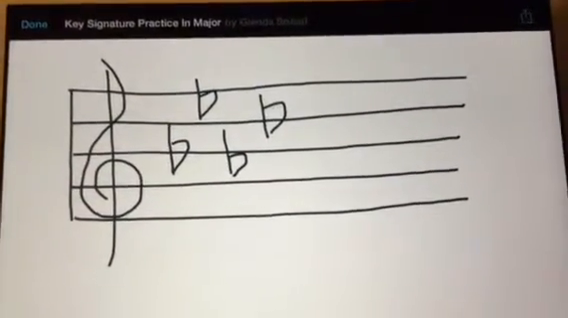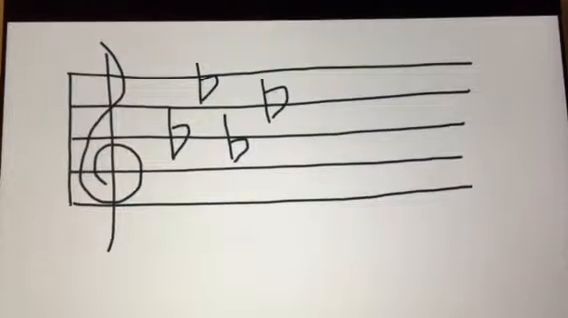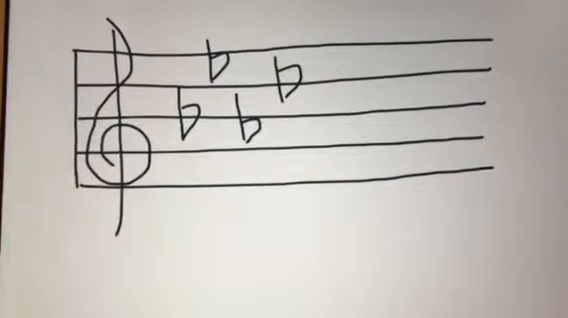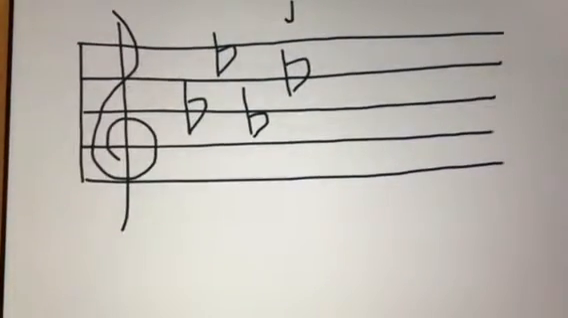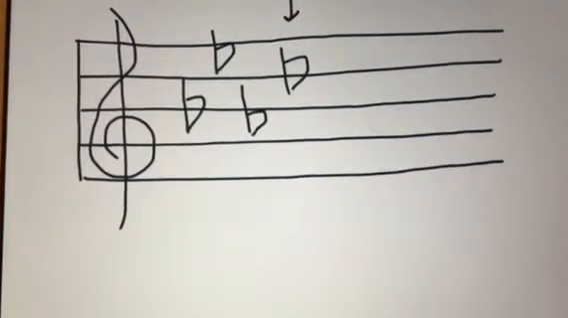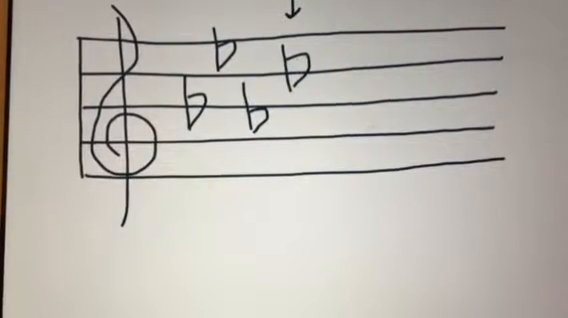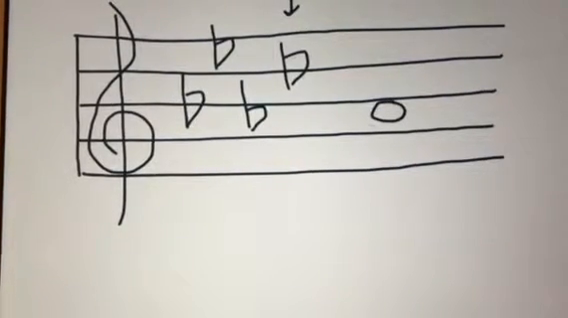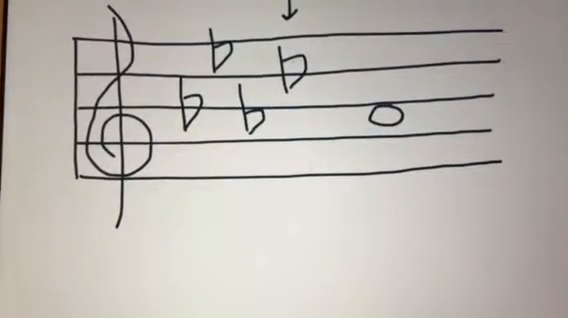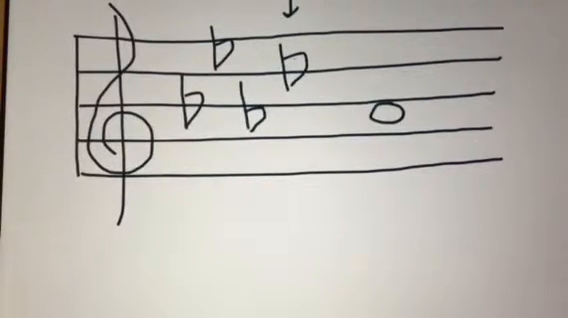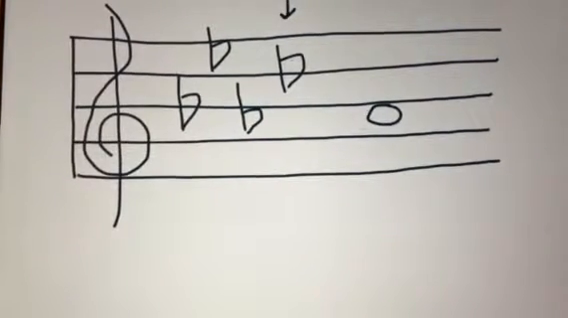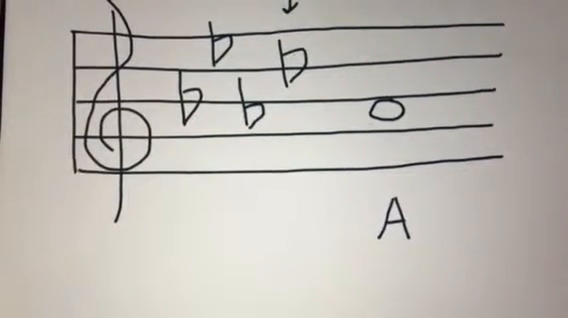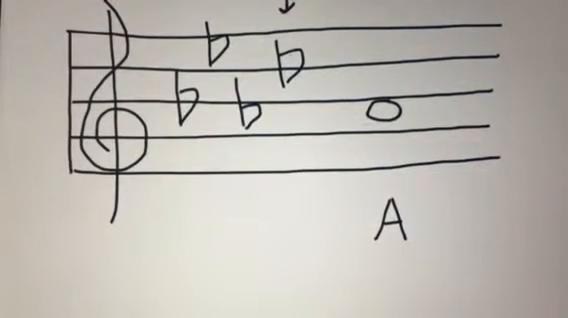Let's try a key signature that has 4 flats. First, we need to find do. We know that the last flat is called fa. Fa, mi, re, do. So do ends up in the second space in the treble clef. We know that the letter name of this note is A. Now we need to determine, is this an A or an A flat?